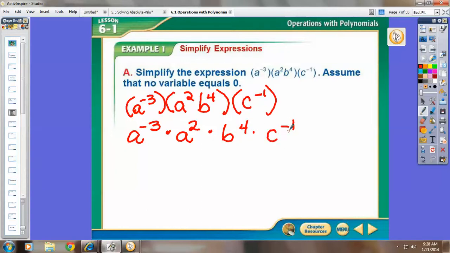Now, we just learned that if you're multiplying your bases, you're doing what to those exponents? Adding them. So let's start with the a's. Negative 3 plus 2, negative 1. So we have a to the negative 1 power. B to the 4th, is there anything I can combine with that? And c to the negative 1, anything I can combine with that?